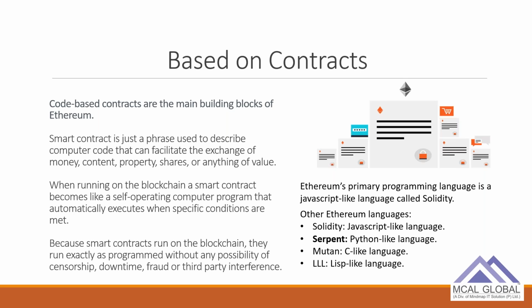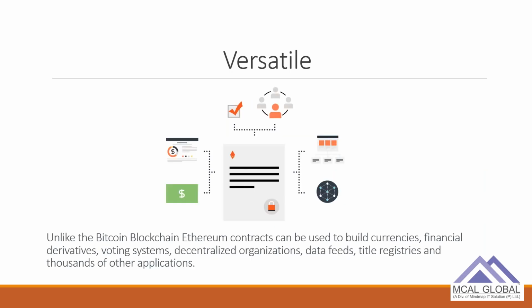Ethereum's primary language is a JavaScript-like language called Solidity. But apart from Solidity, there are other things like Serpent. If you are comfortable with Python, you could go with Serpent. You've got Mutan, which is more C-like, and then you've got LLL, which is a Lisp-like language. So these are the main Ethereum programming languages. Most popular of them is Solidity. The second one is Serpent. The other two I've not seen many installations of, but those two also offer all the capabilities that you could have on the Ethereum blockchain.